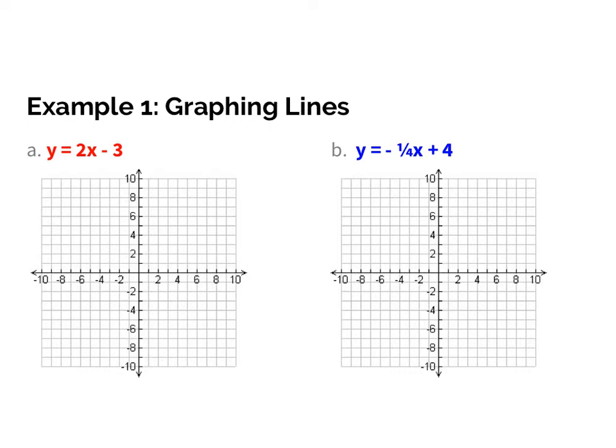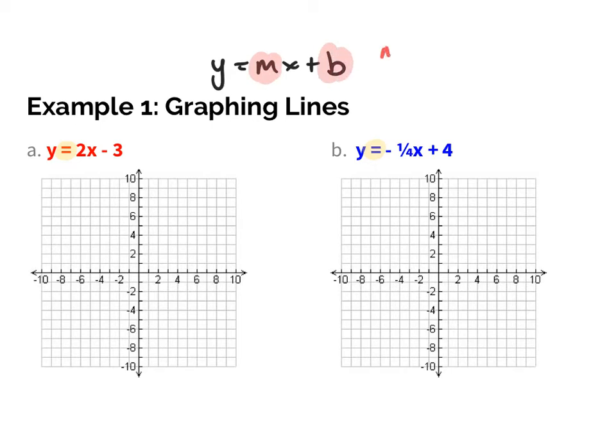You'll notice it says y equals 2x minus 3 and y equals 1/4 x plus 4. We're just going to review how to graph these again. So again, when we graph lines, we're looking to find things in what's called slope-intercept form, y equals mx plus b, where the two values that you're going to see are m and b.